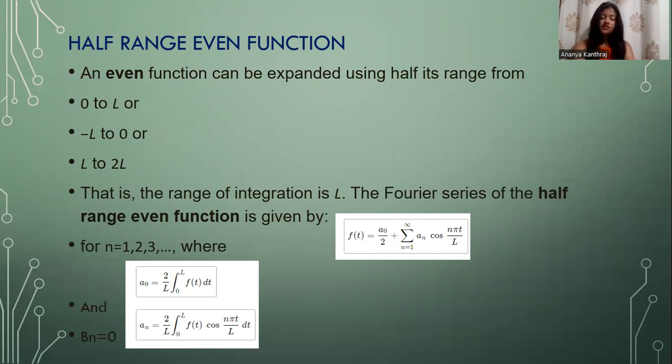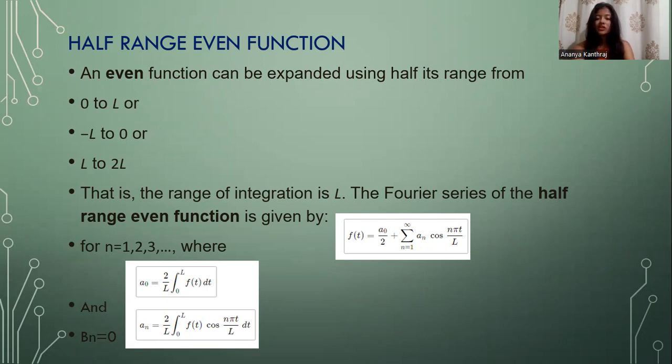In the half-range even function, it can be expanded using its range from 0 to L, or minus L to 0, or L to 2L. That is nothing but the range of the integration being L. The Fourier series of the half-range even function is given by the formula mentioned here.